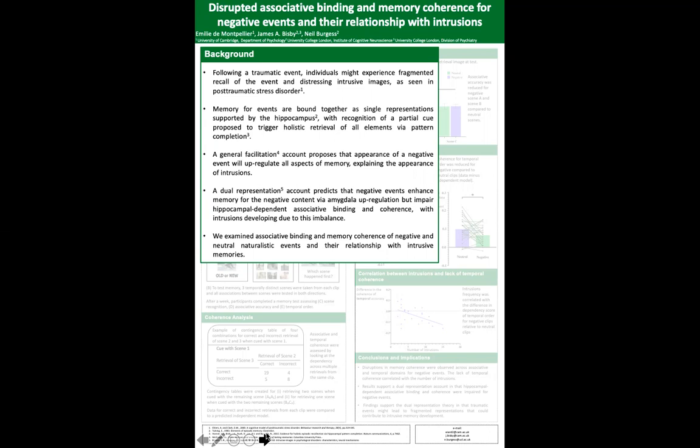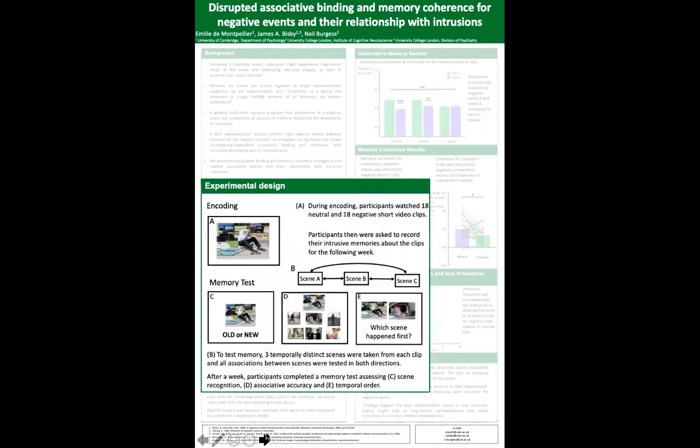So we wanted to test associative binding and coherence for negative and neutral events and their relationship with intrusions. To do that, we asked healthy volunteers to watch neutral and negative clips and to record their intrusions for the following week. One week later, we tested their memory by taking 3 temporally different scenes from each clip.